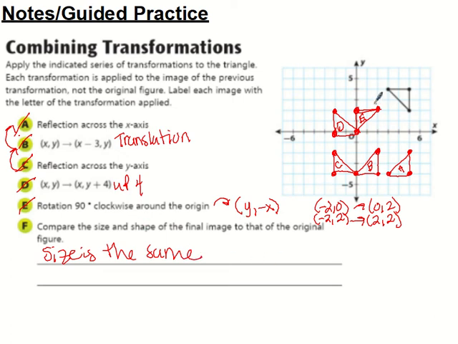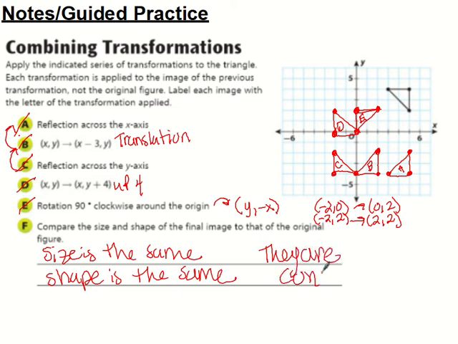And then the shape, it's still a triangle, and it's still an isosceles triangle. That means two sides are the same. So we would say the shape is the same. So since we have size is the same and shape is the same, we can actually say they are congruent. And I'm going to write a weird sentence down here. There we go. Because that's our definition.